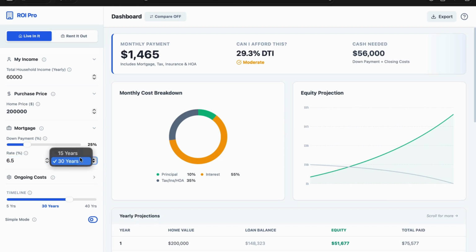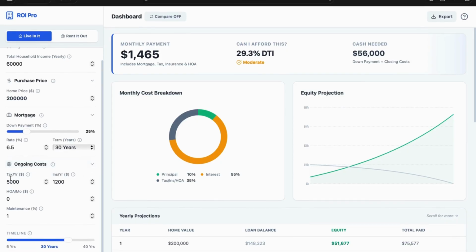Real estate costs are more than just the mortgage. Under ongoing costs, you can input specific figures for property taxes, insurance, and even HOA fees to ensure your monthly payment estimate is accurate.